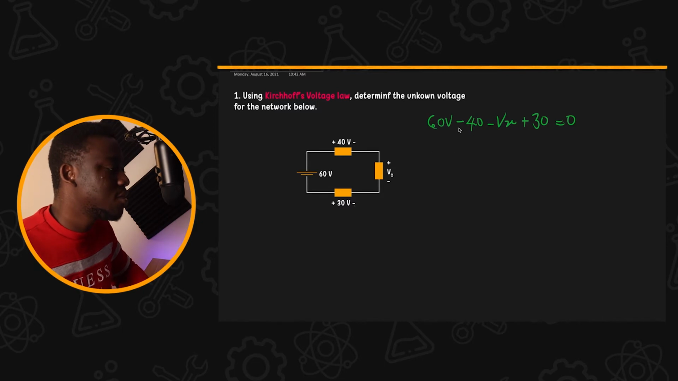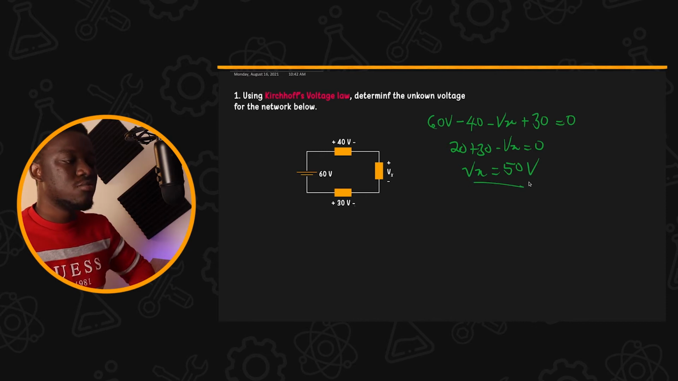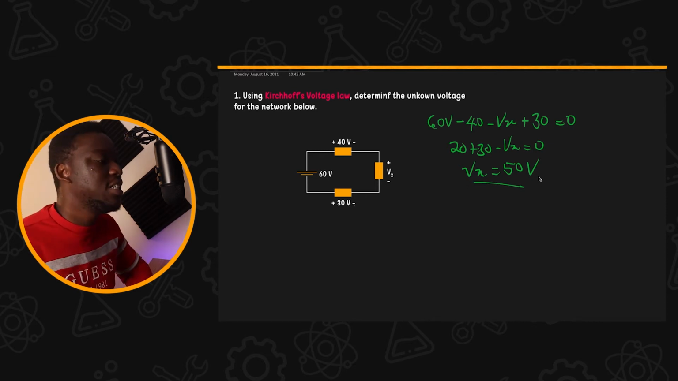Okay, and if we do our math, 60 minus 40, that gives us 20, plus 30 minus Vx equals 0. So our Vx is equal to 50 volts. So you can bear with me that this is fairly easy. So let's move on to the next question.